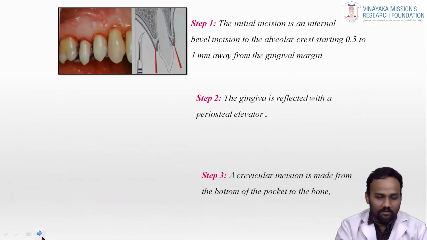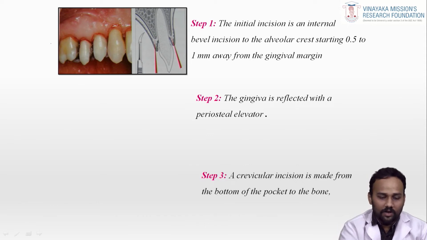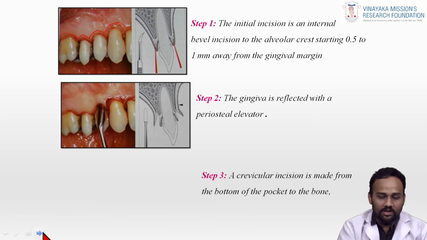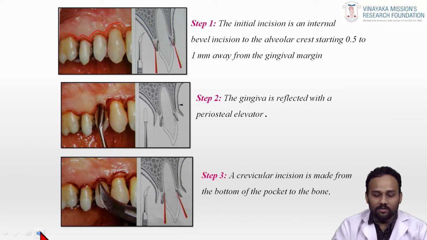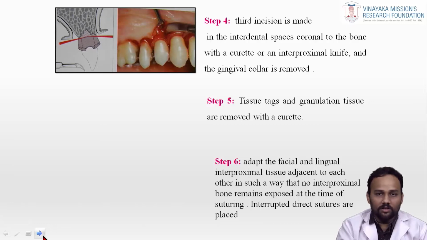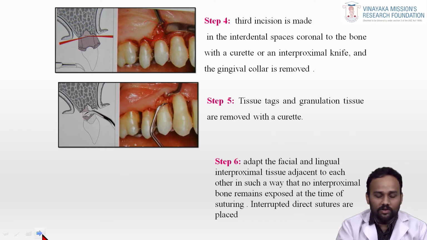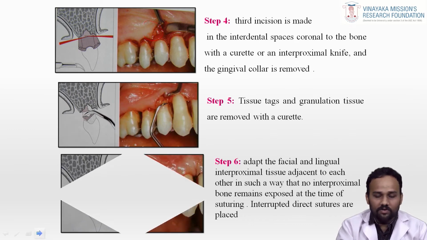This is the clinical technique. The first incision is said to be the internal bevel incision, which has to be placed 0.5 to 1 mm away from the gingival margin, as you can see in this picture. Step 2, the gingiva is reflected with a periosteal elevator. Step 3, a crevicular incision is made from the bottom of the pocket to the bone. In step 4, the third incision, said to be the interdental incision, is placed coronal to the bone with a curette or an interproximal knife, and the gingival collar is removed. Then tissue tags and granulation tissue are removed with a curette, after which the tissue is adapted with sutures.